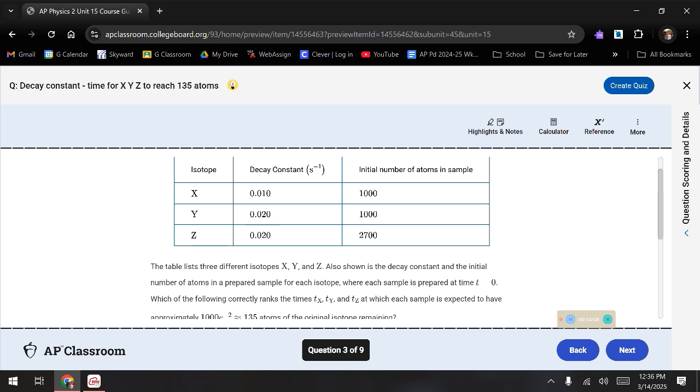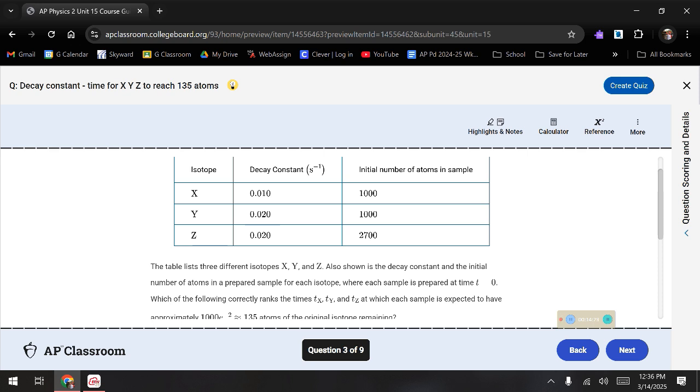What is the decay constant? Lambda. Another way to look at that is kind of the decay frequency, because it's s to the negative first. So a higher decay frequency means what? Less. It takes less time. If it's a higher number here, it would take less time.